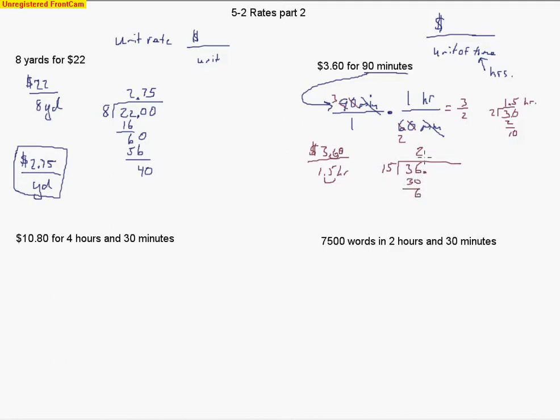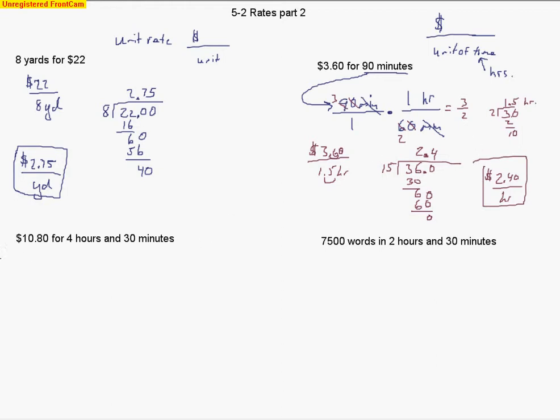Add the decimal point. Make sure you put it straight up in the quotient, and then add the 0. And 15 goes into 60 exactly 4 times. 4 times 15 is 60, and there it is. So our answer is going to be $2.40 per hour. So make sure you get the units in there.